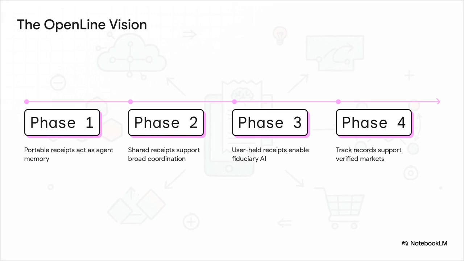When we pull back, we can see the full proposed progression of this entire architecture. It starts small. A portable receipt can become memory. That memory can then improve routing. Once multiple developers start emitting compatible shared receipts, their agents can coordinate without forcing anyone to join one company's closed platform. Then, user-held receipts can support fiduciary AI, and eventually, once those receipts have real provenance and track records, developers could build entirely new markets based on verified agent performance. Now remember, these later systems are proposed applications enabled by the architecture, not fully deployed networks just yet.